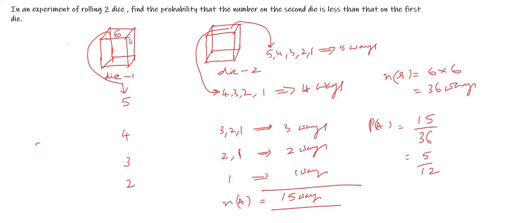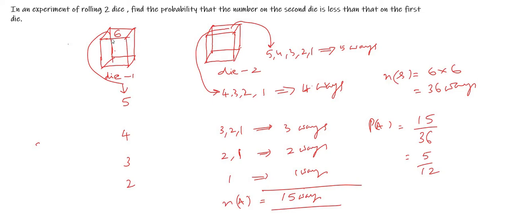Now these are the 6 faces, we know that. Suppose he is saying that whatever number comes on the first die, it should be more than the number on the second die which turns up. So this is the second die. When we throw the first die and then the second die, the number turning up on the second die must be less than the number turning up on the first die.